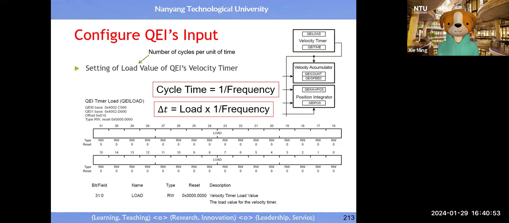So frequency is the frequency of the microcontroller, right? Then 1 over frequency means the duration of 1 clock cycle. If I load a number of 100 or 1,000, 1,000 times the duration of 1 cycle is equal to the observation time, data T. Clear? Then you just write this number here. It's up to you to decide. Normally you use this equation to compute the load value. Because I only observe 10 milliseconds, so 10 milliseconds times the frequency of the microcontroller gives the number to load. We write it in here.